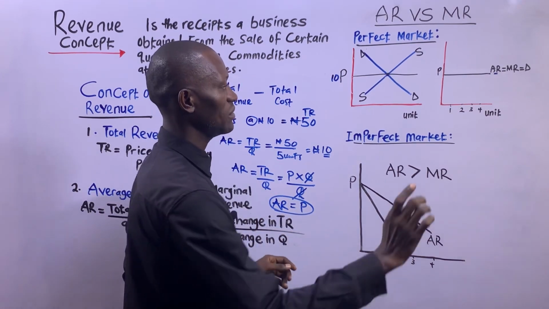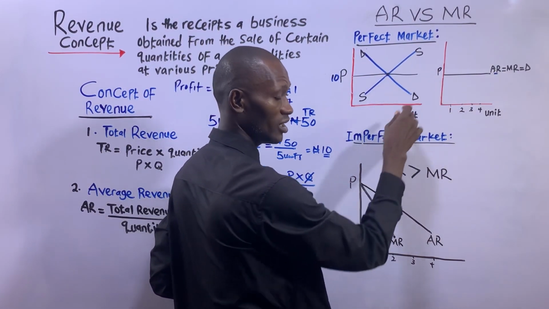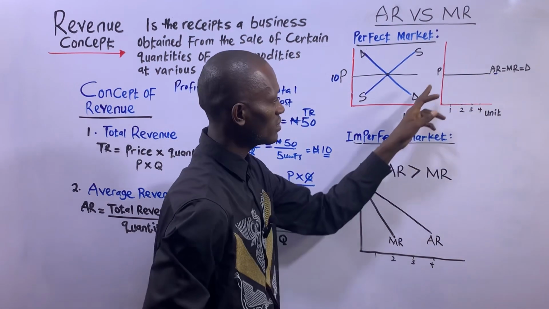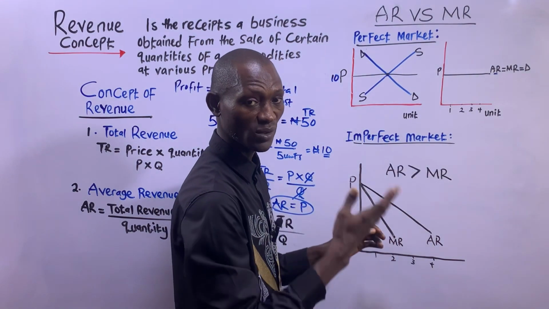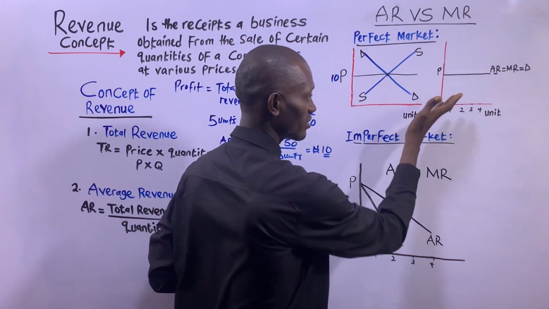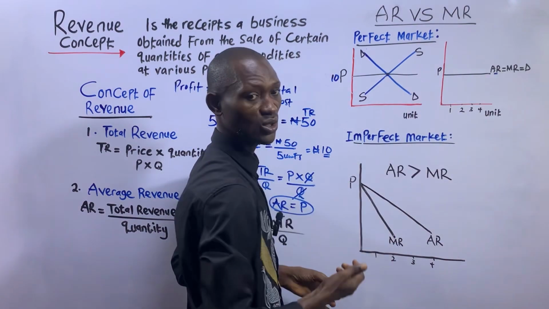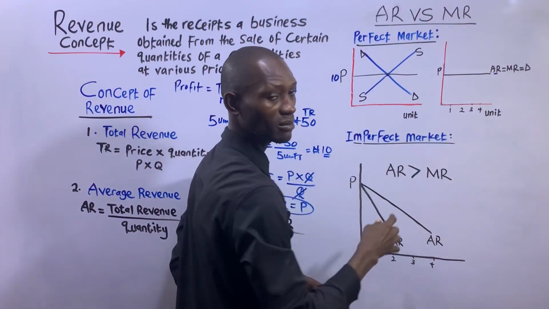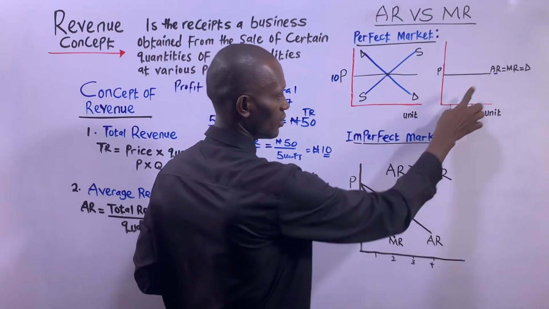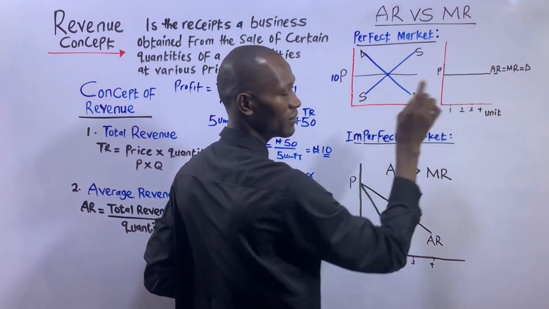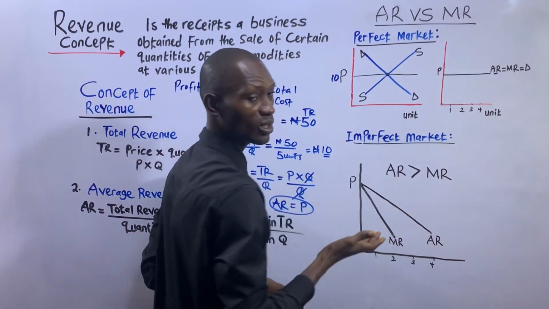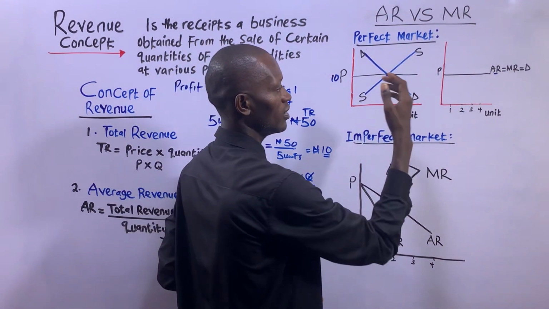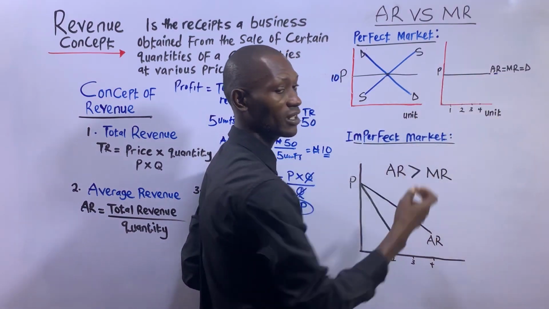So what that simply means is that the price of the product in a perfect market is the same as the average revenue. This is the average revenue curve. It is a horizontal straight line, parallel to the x-axis, or the output axis. And the MR, that's the marginal revenue, coincides with the average revenue. And the demand curve for a firm in a perfect market is a horizontal straight line, also parallel to the x-axis. So in a perfect market, the price is the same thing as average revenue.